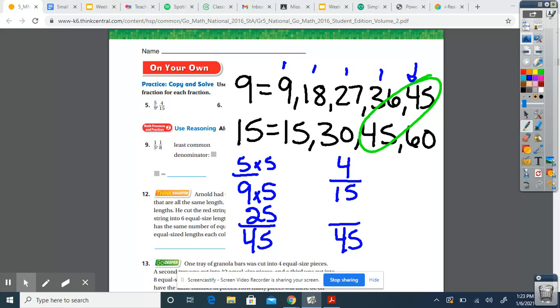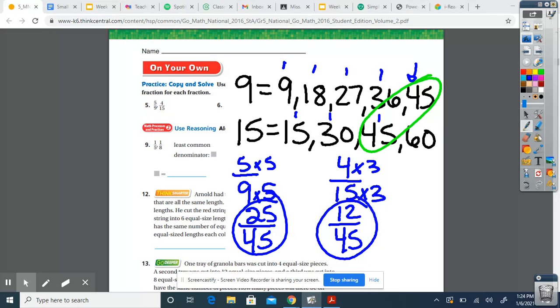So now let's look at our 4/15. 15 times 1, 2, 3 gives me 45. And I need to do that to my numerator as well. 4 times 3 gives me 12. So my new fractions are 25 over 45 and 12 over 45.